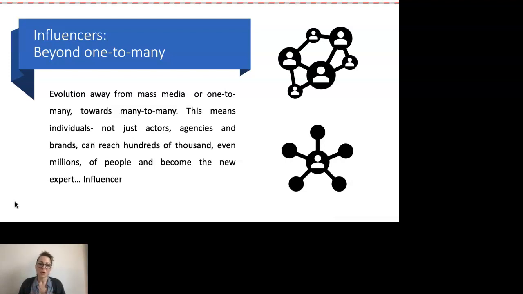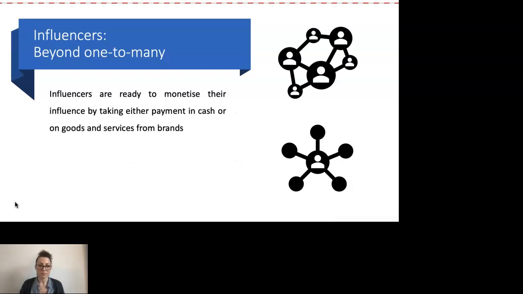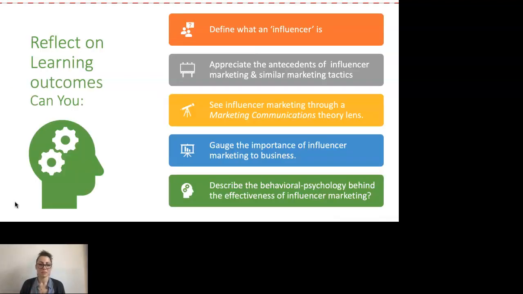So it's not only brands that can communicate to huge audiences, it's not just agencies and actors, it's now ordinary people who can reach hundreds or even millions of people and become an expert or an influencer. And again, an influencer really becomes a marketing influencer when they start to monetize. So when they start to get some sort of financial gain or benefit from their audience and from their influence.